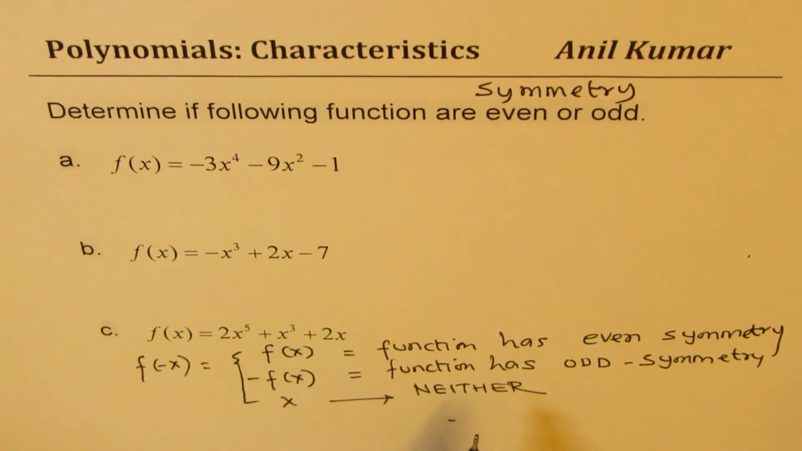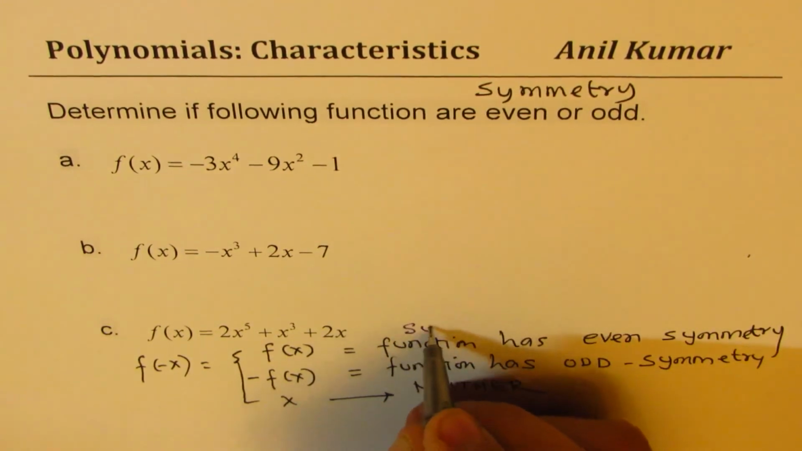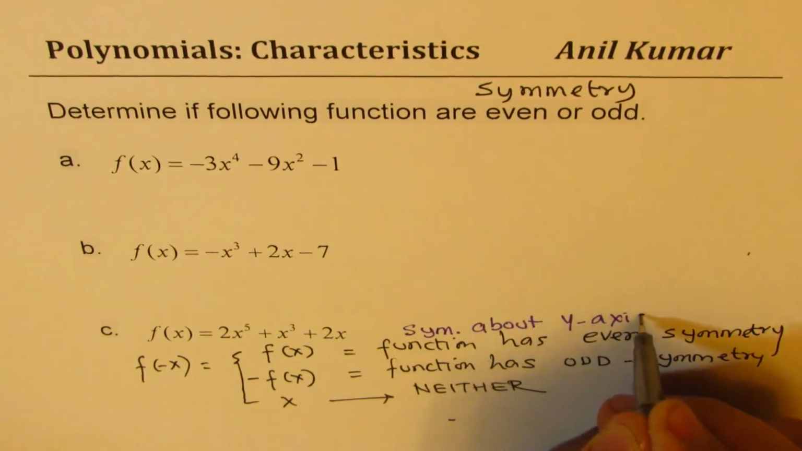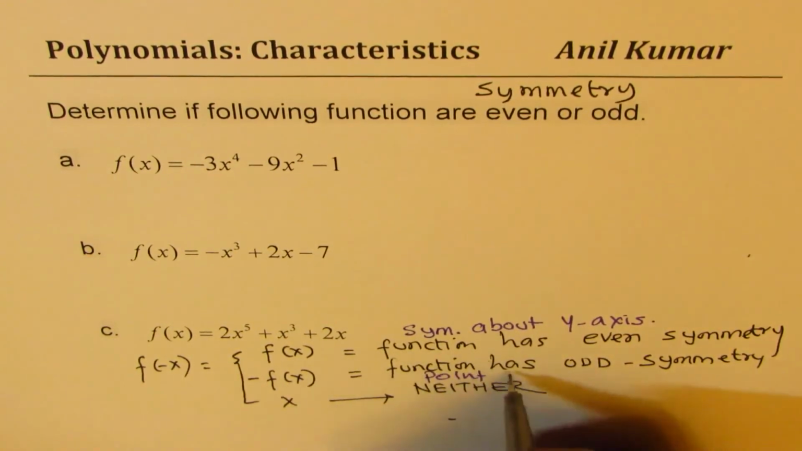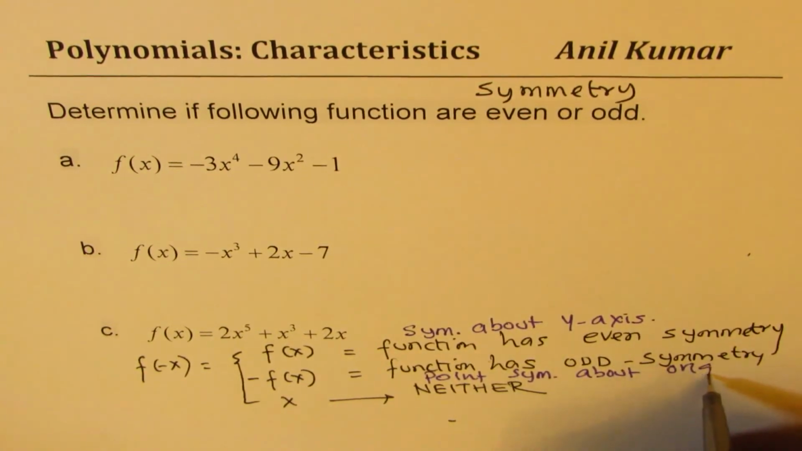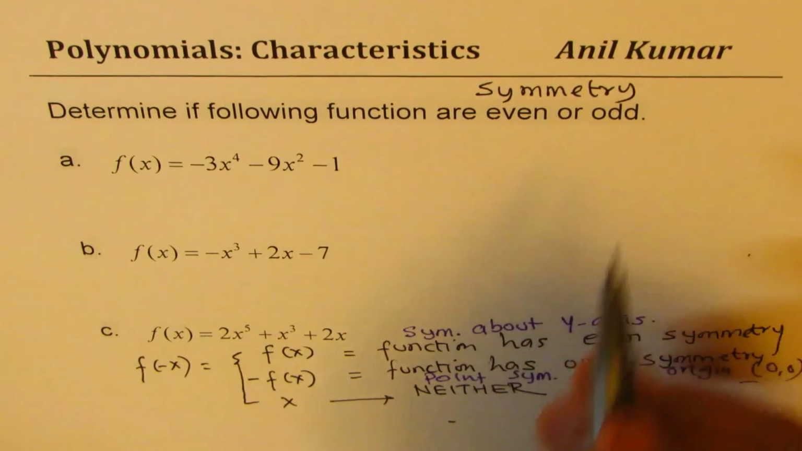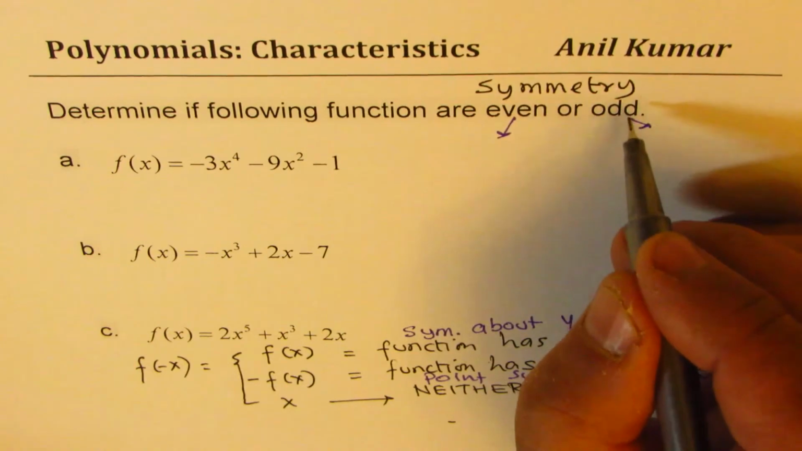Right? Now, when I say the function has even symmetry, it really means that the function is symmetric about the y-axis. And when we say odd symmetry, then it has a point symmetry, and that is about the origin. That is (0, 0). Is it okay? So that is what we mean by symmetry. Even means symmetric about the y-axis. Odd is symmetric about the origin.